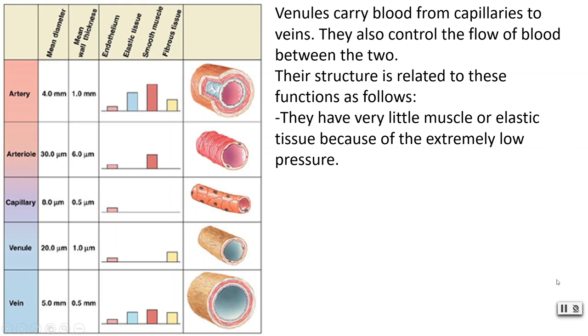Then we come to the venules. Now, the venules are carrying blood from the capillaries back to the veins, and again, they've got very, very little muscle or elastic tissue because it's extremely low pressure. By the point the red blood cells have transported themselves through the capillaries, they are travelling very slowly, and so you don't need your thick muscle or any elastic tissue, really. You've just got their endothelium and their fibrous tissue.